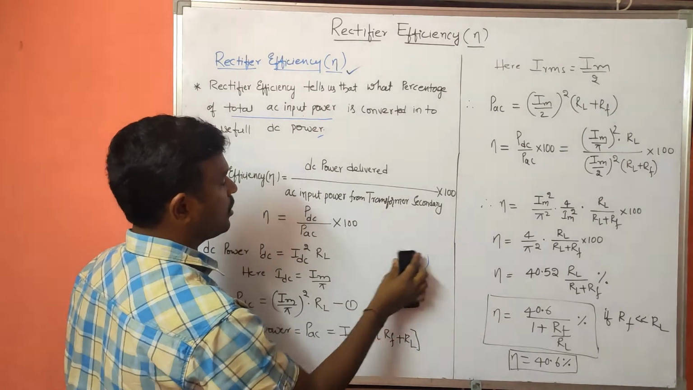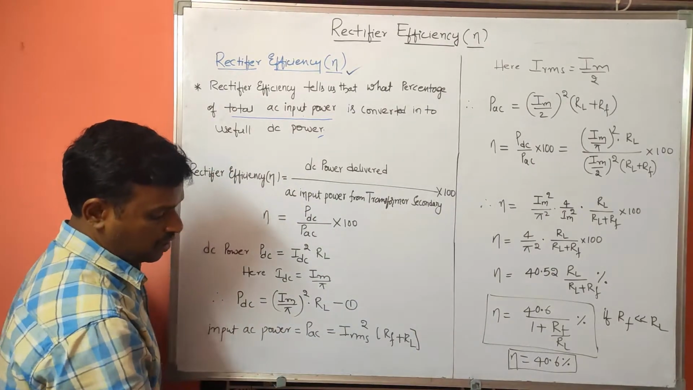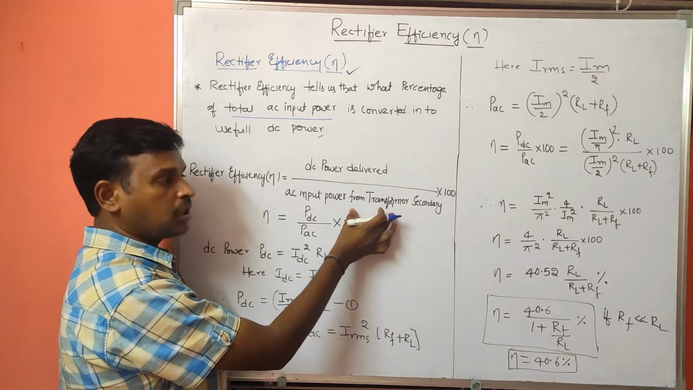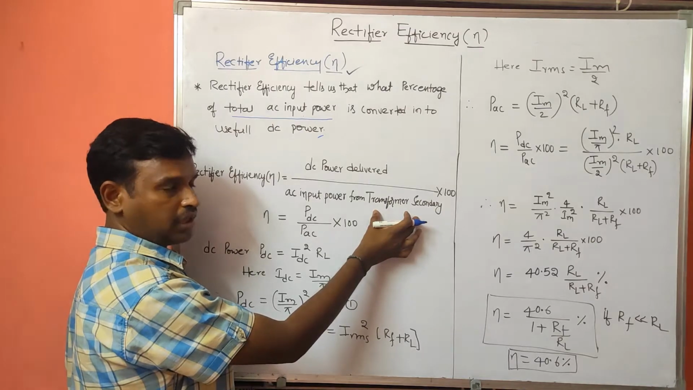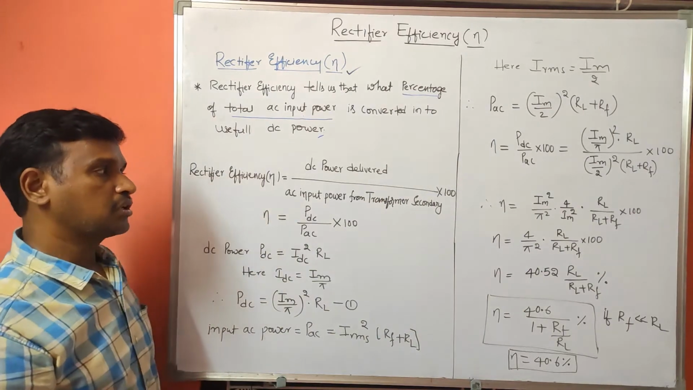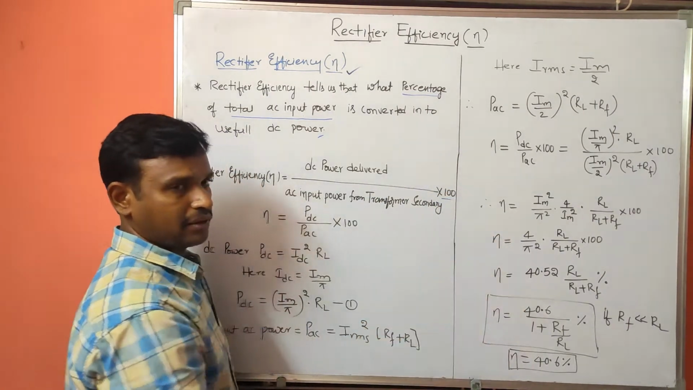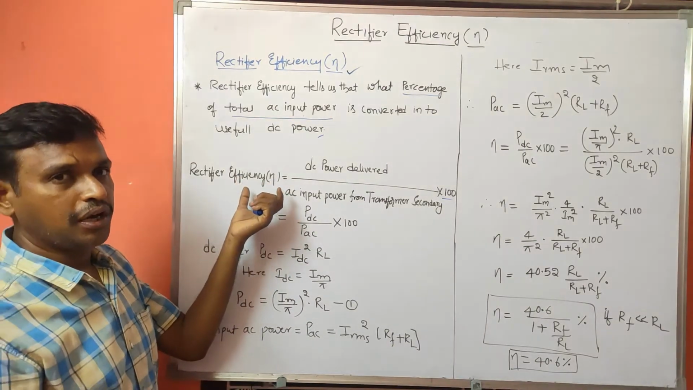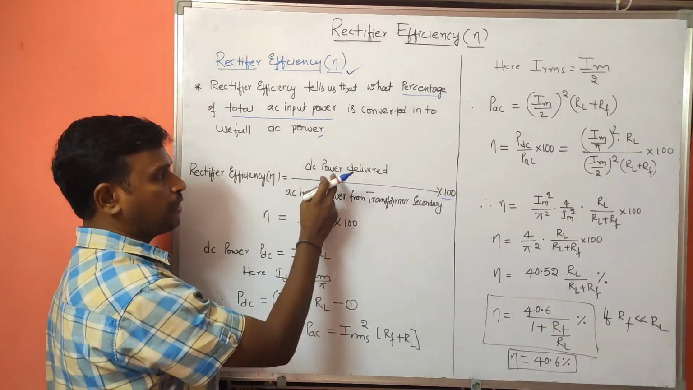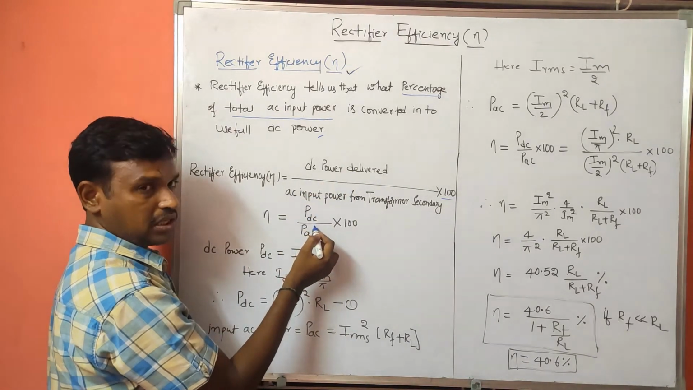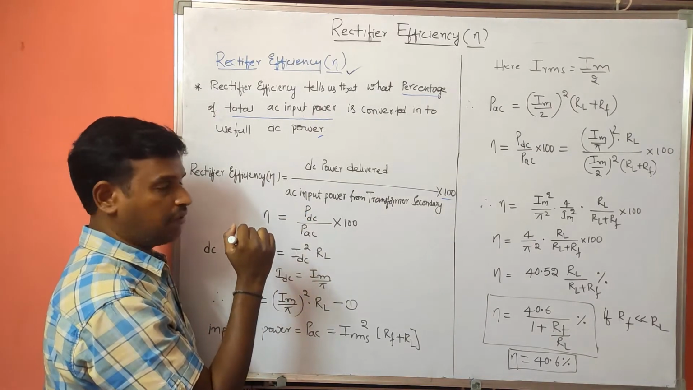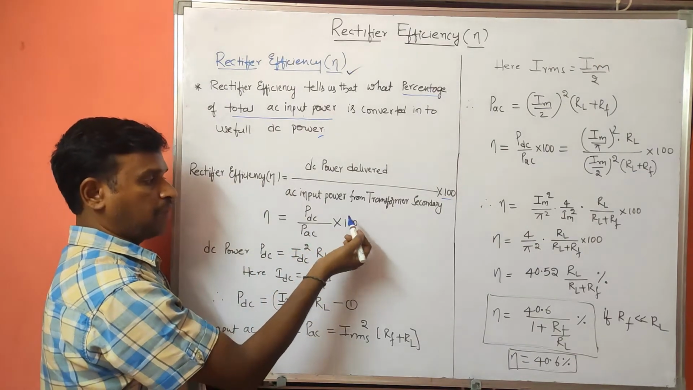That's why the formula is the ratio of the DC power delivered to the AC input power from the transformer secondary. We have to consider it as a percentage, so I have multiplied by 100. Okay, so this is the generalized formula for rectifier efficiency: eta is equal to the DC power delivered, which I am taking as P suffix DC, divided by P suffix AC, multiplied by 100.